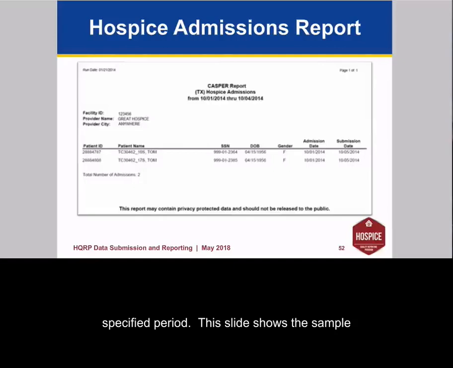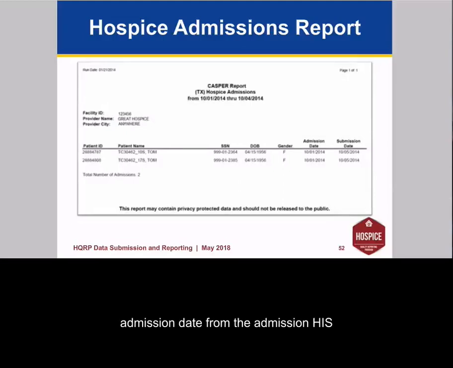This slide shows the sample hospice admissions report. Data fields on this report include the patient ID, which is a unique ID assigned to the patient in the KEYS National Database. The patient name is displayed with the last name and first name following. The next value you will see on the report is the SSN, or Social Security number, followed by the date of birth. The report also identifies the gender of the patient.